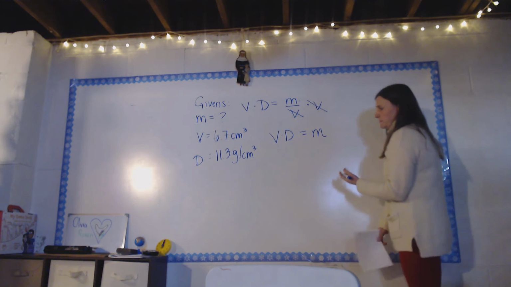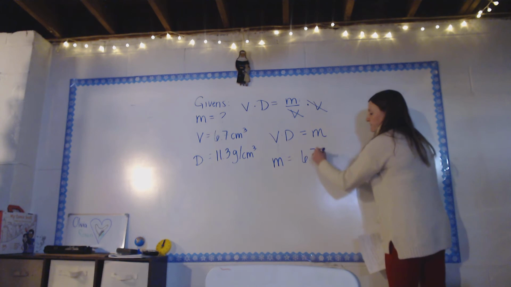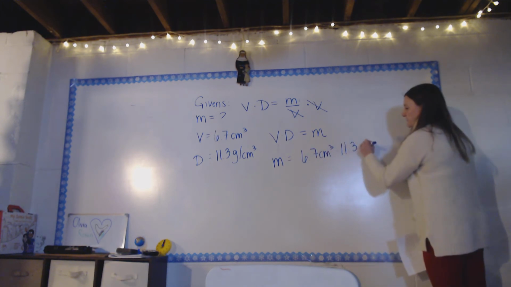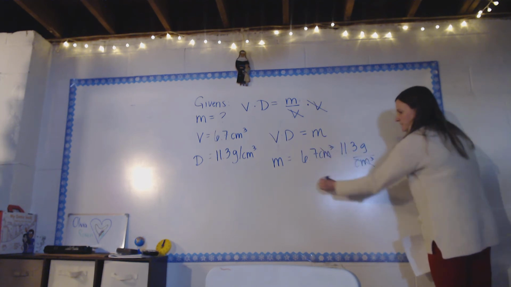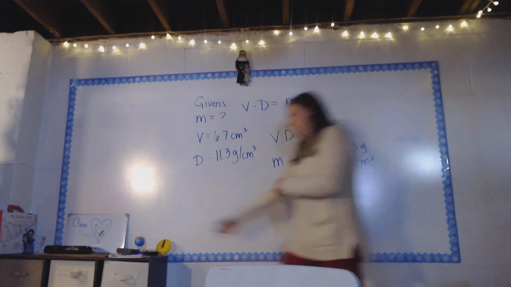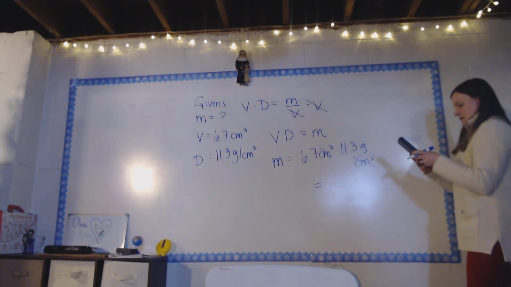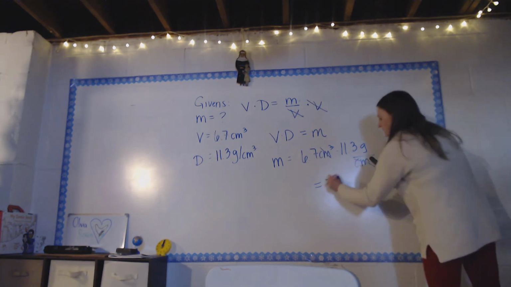And so now we can plug our numbers in. So mass is equal to volume, which is 6.7 centimeters cubed, times the density, 11.3 grams per centimeters cubed. Those centimeters cubed cancel. I'm going to end up with a mass in grams, which seems like a good thing to do. So 6.7 times 11.3 is 75.71.